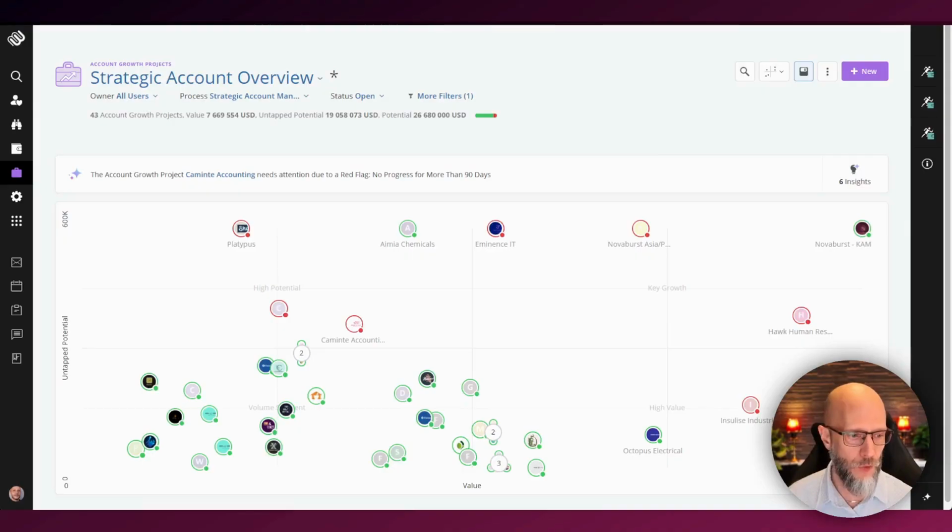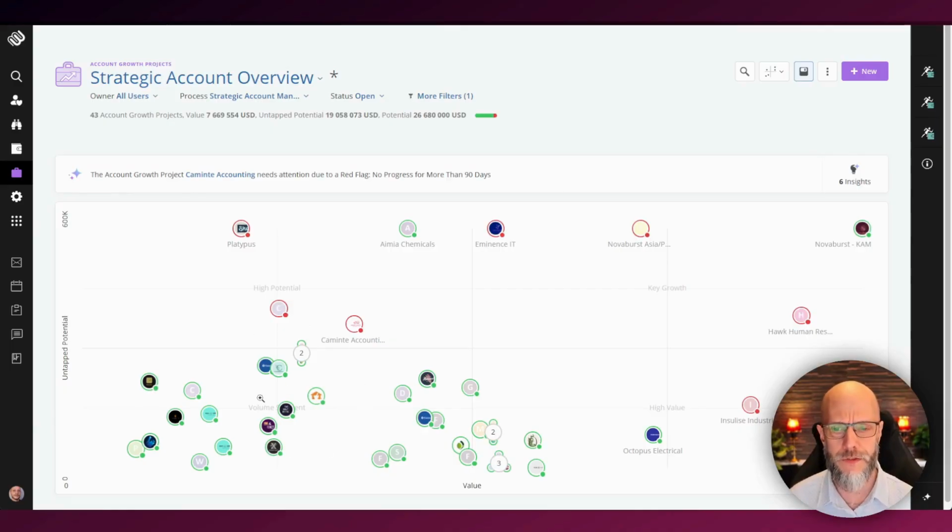So here we have a growth grid with both dimensions populated. There are a couple of things here that stand out, right? NovaBurst, our biggest customer, remains at the top right. They are our biggest customers, and they can continue to grow with us. Octopus Electrical, not that much growth potential left. Still an important customer and so on. They're still a high value customer.